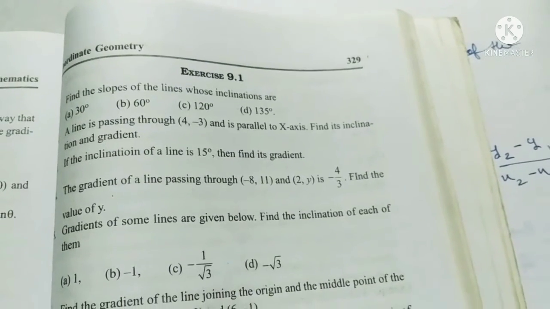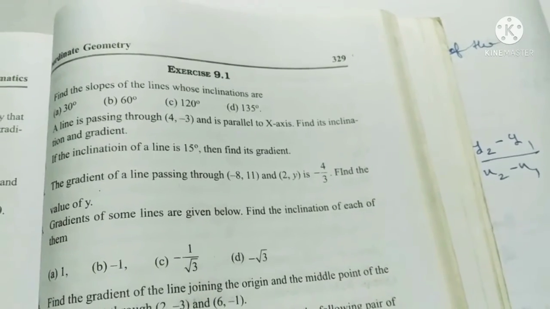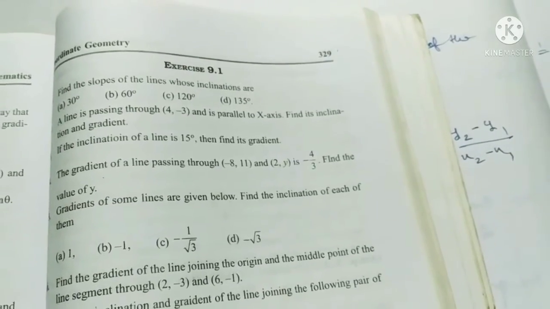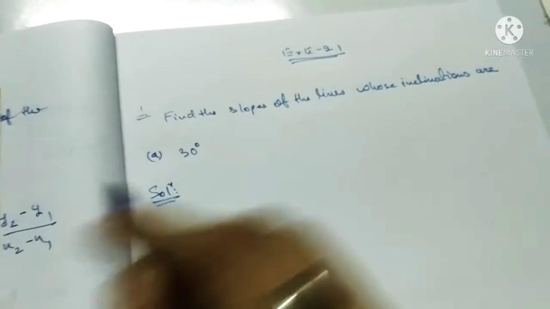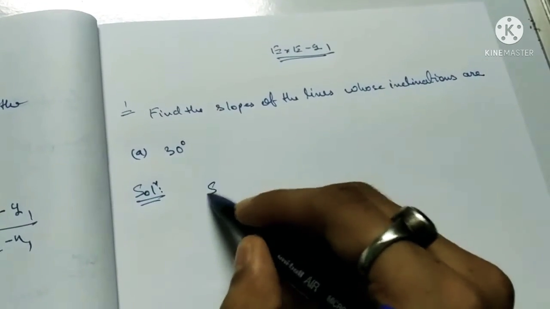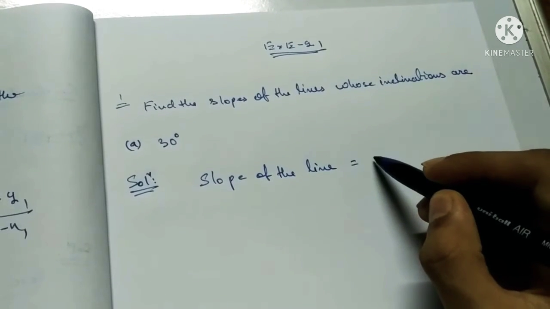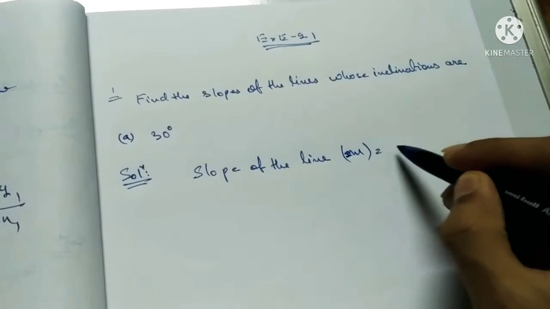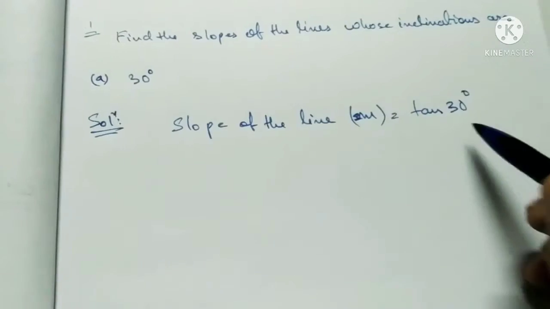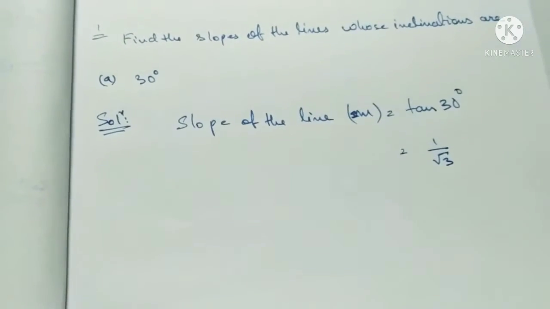So question number 1, find the slopes of the lines whose inclinations are given. First it is 30 degrees. So the solution: slope of the line, small letter m, is equal to tan 30 degrees. Tan 30 value will be equal to 1 by root 3. This much only.